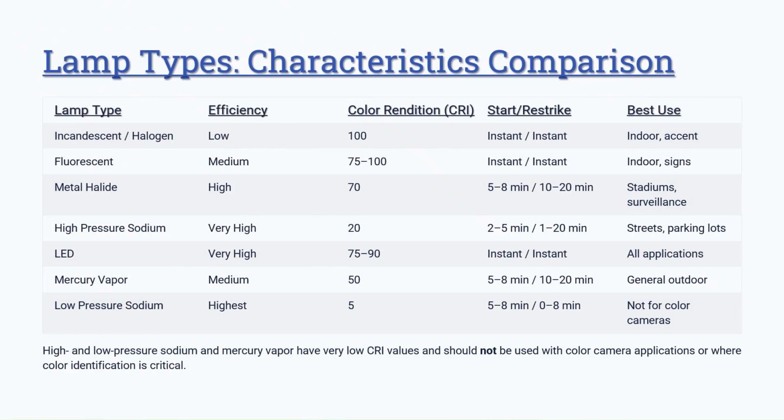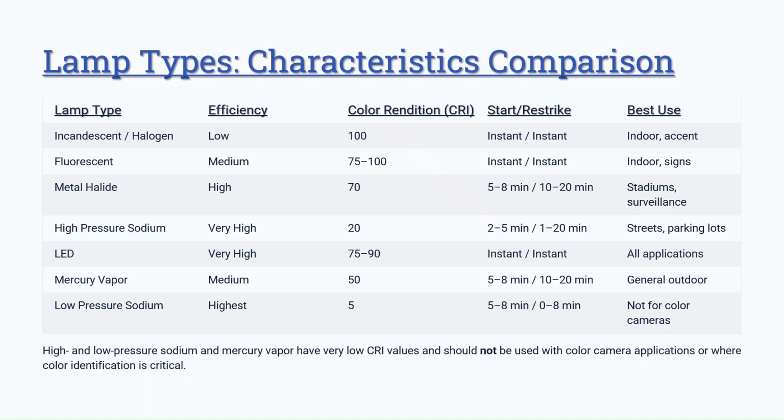Different lamp types offer varying levels of efficiency, color rendering, and operational performance. Incandescent and halogen lamps provide excellent color rendering but are less energy efficient. Fluorescent and metal halide lamps offer improved efficiency and are commonly used in larger installations.